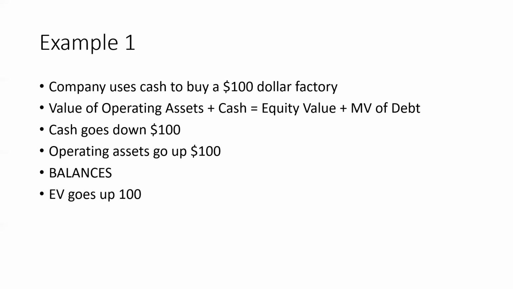Well, it's because enterprise value only relates to the future cash flows that a business produces. Just having cash on hand isn't producing any future cash flows, assuming you're not investing it. So this is why going from cash to an operating asset like a factory actually does materially change enterprise value. It's going up by 100.